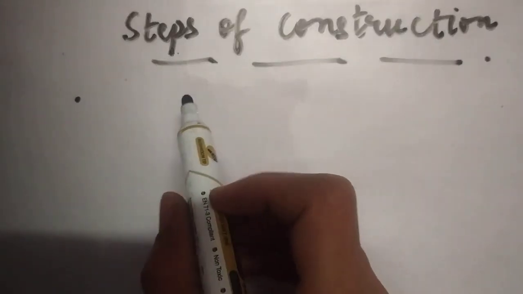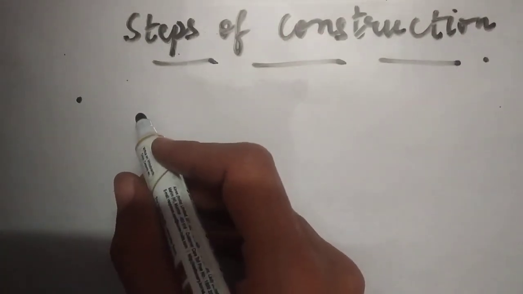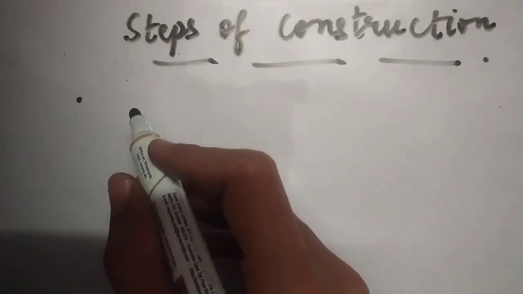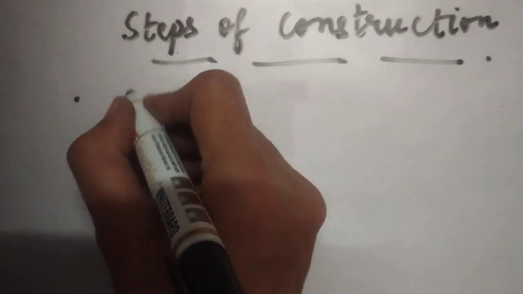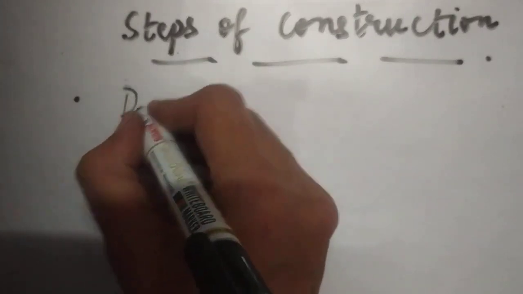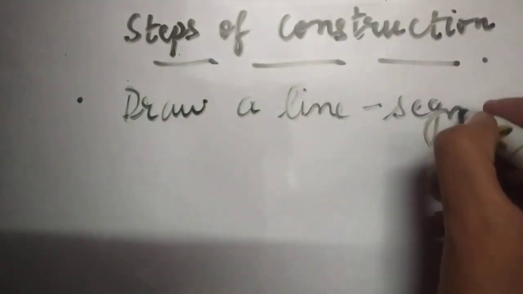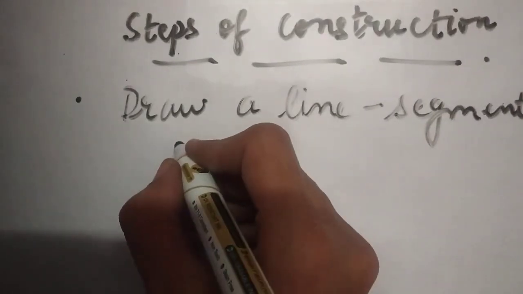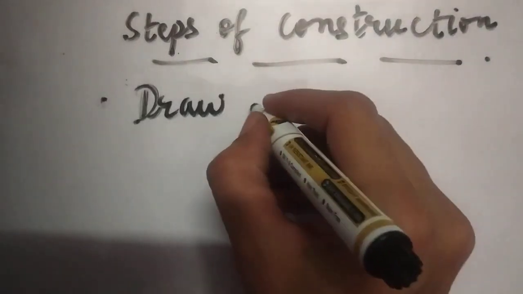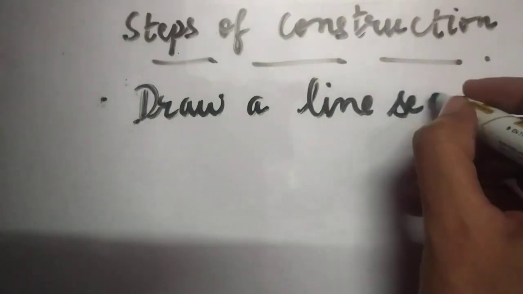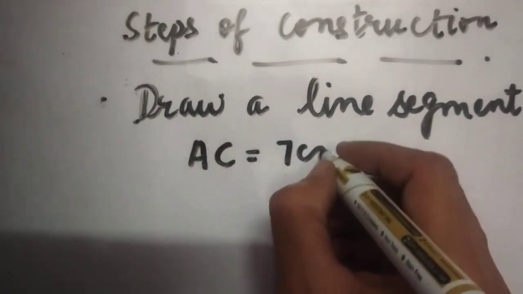Now, as I told you, dear children, after the final sketch, you are supposed to write steps of construction. Now, I will be telling the steps of construction for this question number 1 first part, and for the rest of the questions, you are supposed to write the steps of construction on your own. The very first step is: draw a line segment AC equal to 7 centimeters.